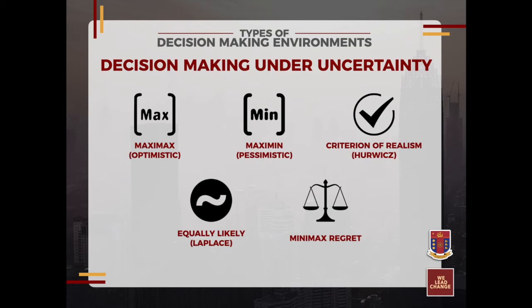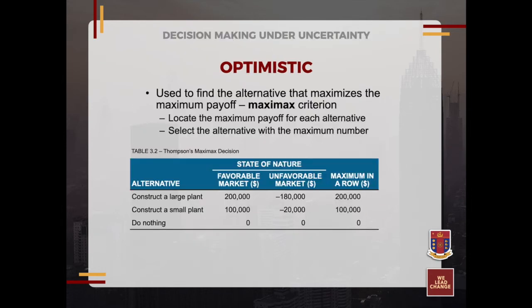So the first thing, MAXIMAX approach or the optimistic approach. It is called MAXIMAX because you are basically going to choose the maximum out of all the maximum. That's why it's MAXIMAX. And since it only looks at the maximum values, this is why we call it optimistic. So it only looks at the best out of all the best.